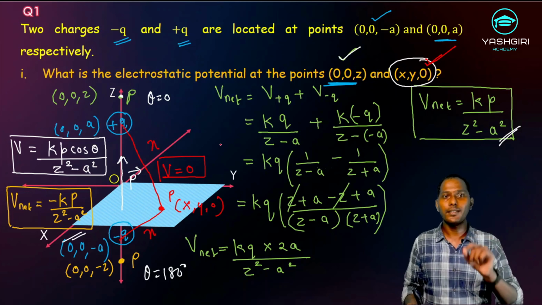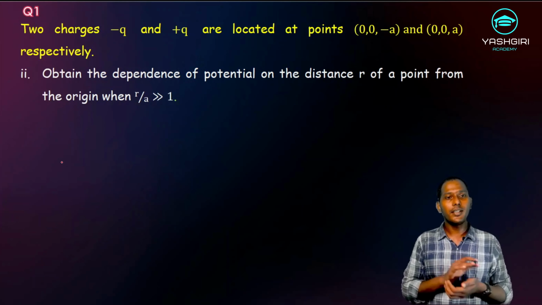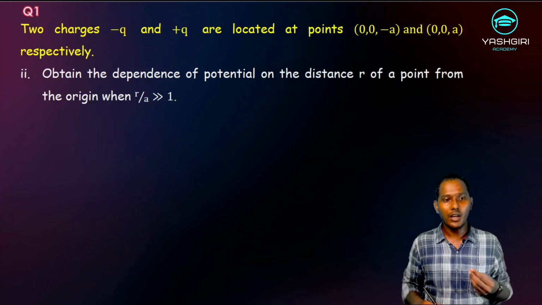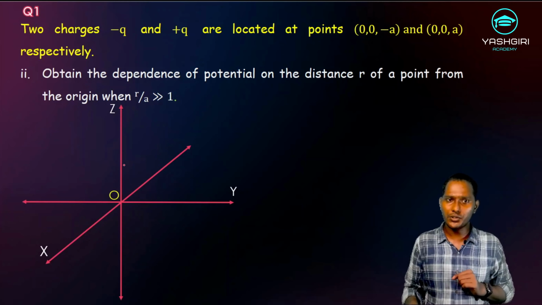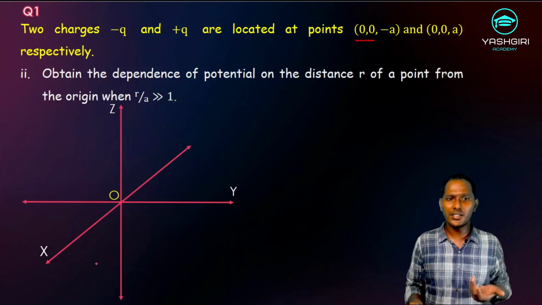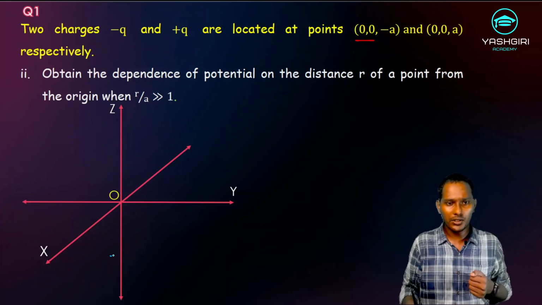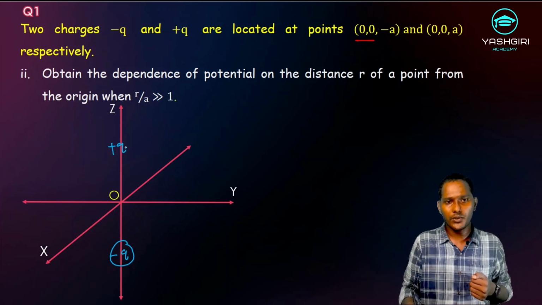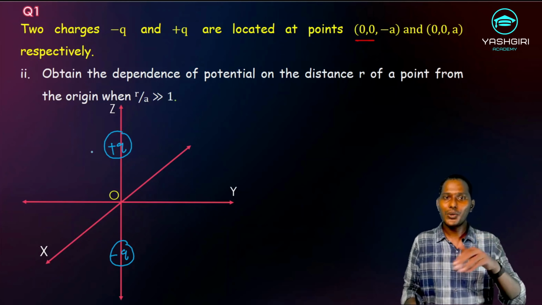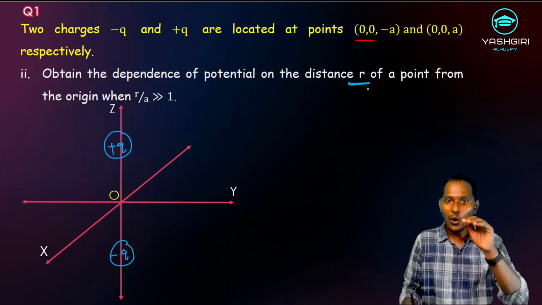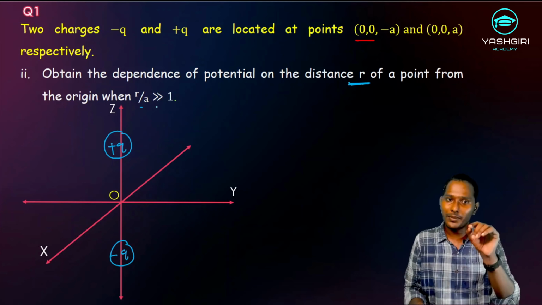So let us, students, go with the next part. The next question here says, obtain the dependence of potential on the distance r of a point from the origin when r by a is very much greater than 1, right? Now, if you see, students, let me take this Cartesian system. We know the same location, the charges are at the same location, right? Let me once again put it here. This is my negative charge and this is the positive charge. We know their locations, right? Now, students, if we see what has been asked, obtain the dependence of potential on the distance r of a point from the origin when r by a is much greater than 1, right?